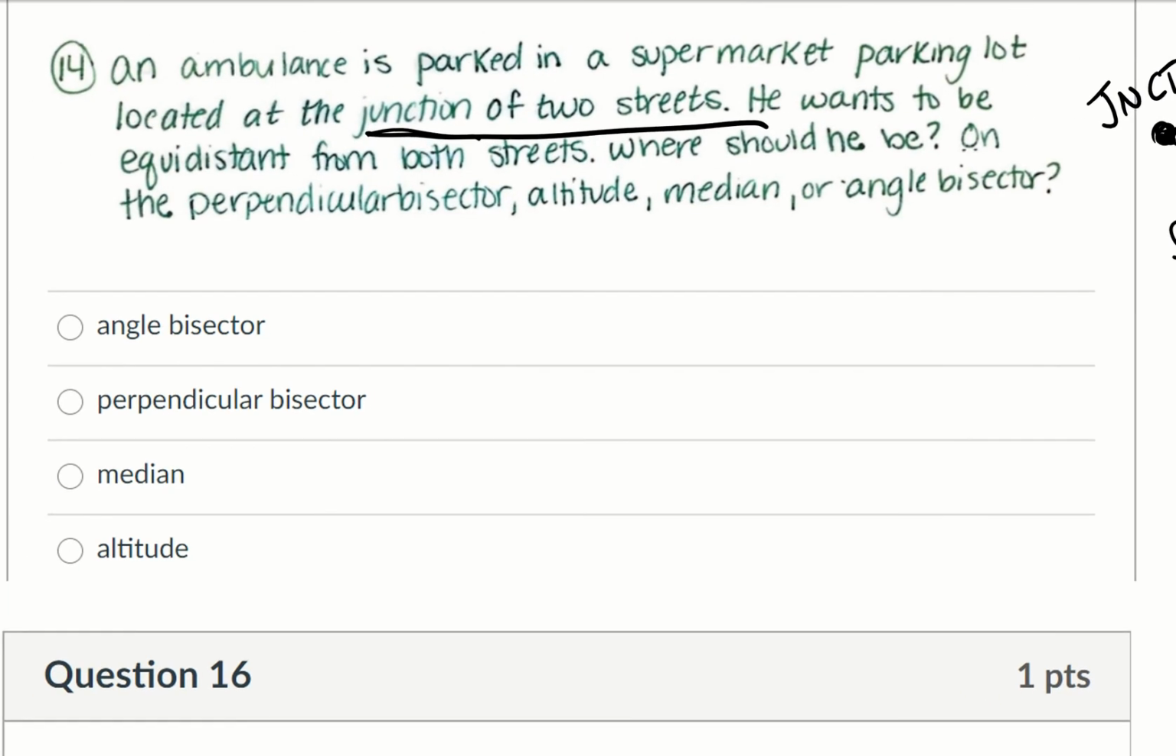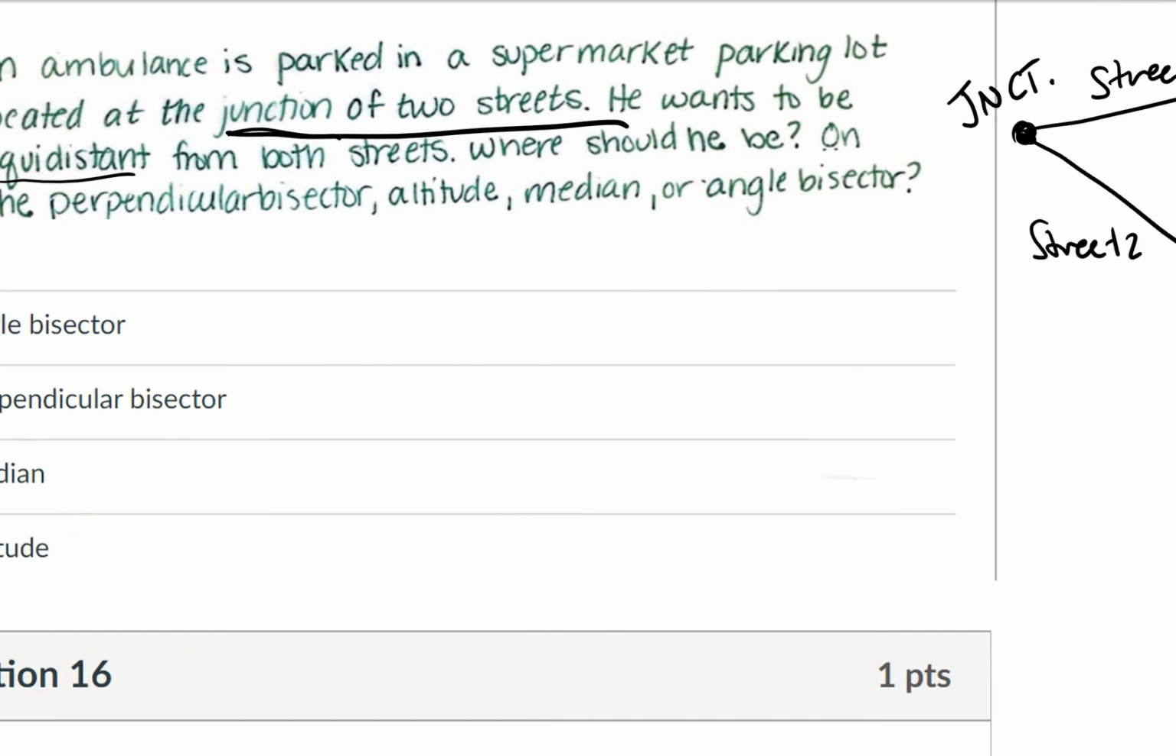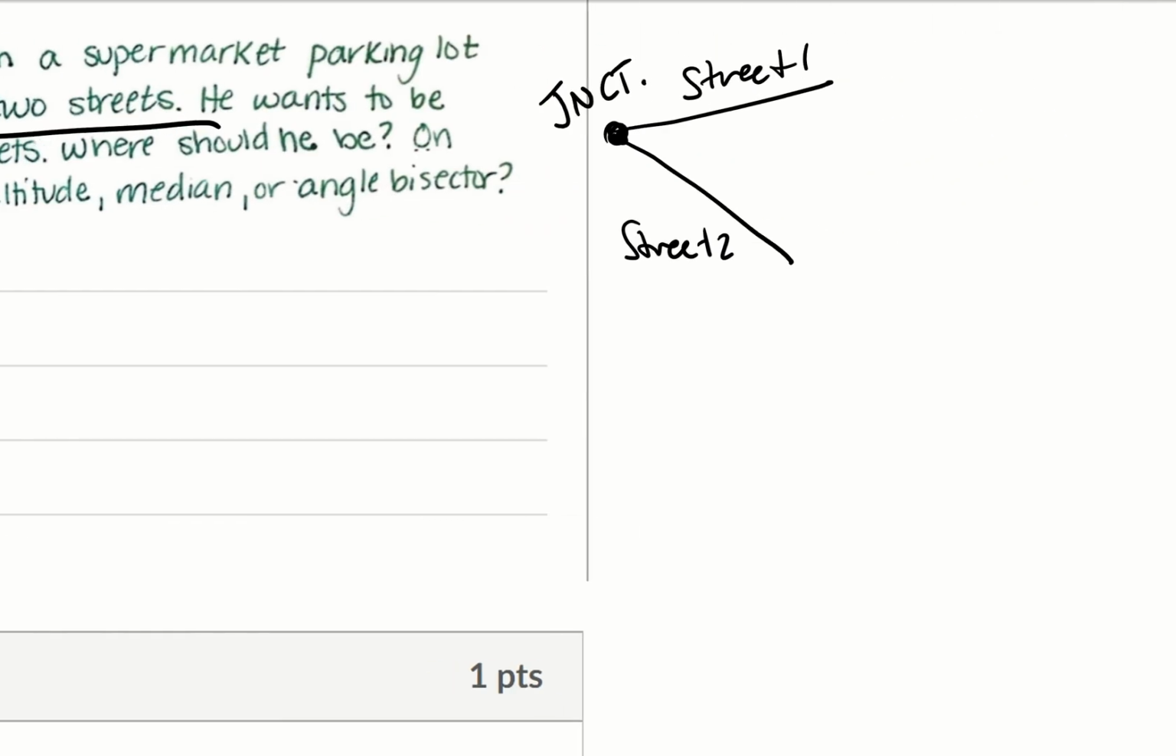Okay, and he wants to be equidistant. Equidistant means the same distance from both streets. So he wants to be equidistant from both streets. Where should he be? On the perpendicular bisector, altitude, median, or angle bisector? Well, if he wants to be the same distance from both streets, he has to be located on an angle bisector. So he has to be located on a line that cuts this angle in half.